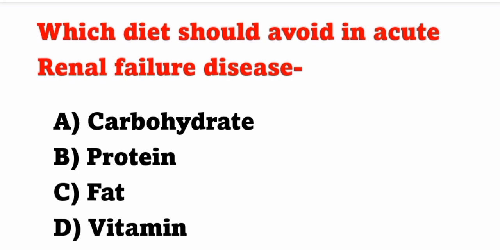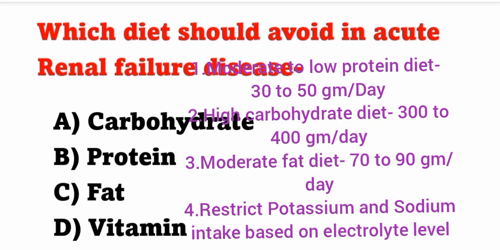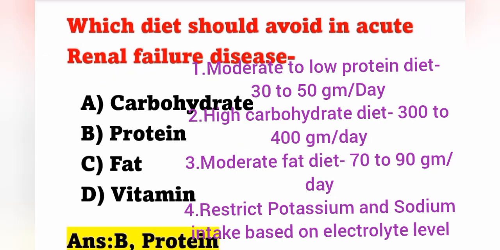Acute renal failure is the rapid loss of kidney function from renal cell damage. Okay, that is acute renal failure. So the diet that should be avoided in acute renal failure is protein diet. Option B is the correct answer.